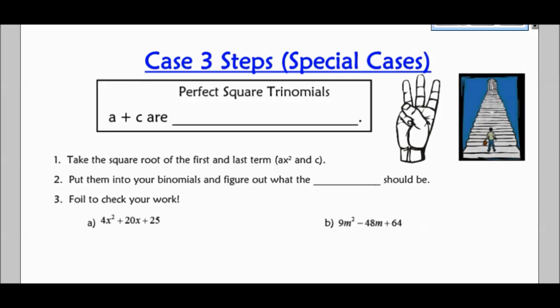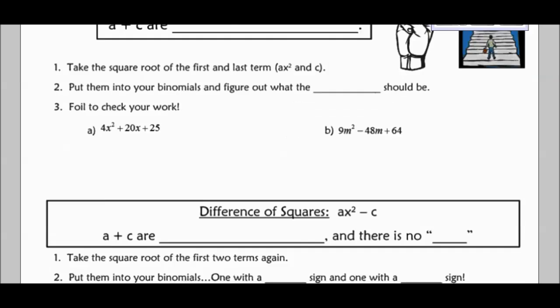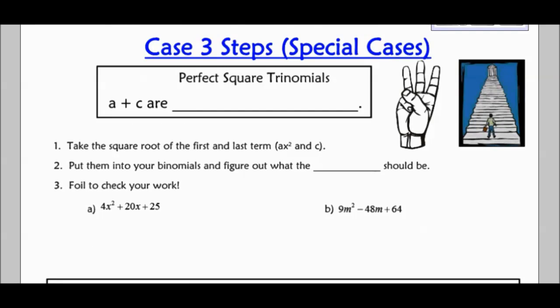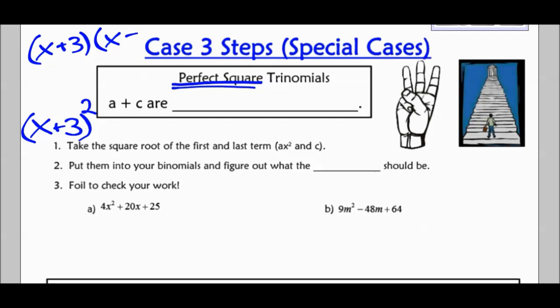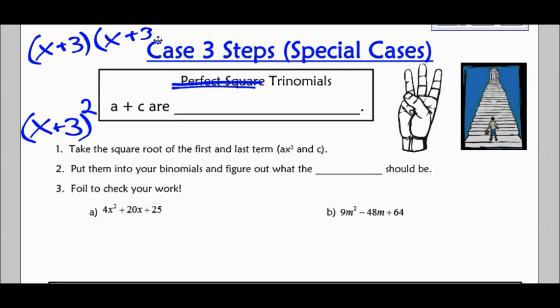The only thing that's different about these two cases is that this top one is going to give us something that's squared. It's going to give us a perfect square, so it's going to be something like x equals 3 squared. It's going to be the same thing twice. You could also write that as x plus 3 times x plus 3. It's just that it's the same thing.